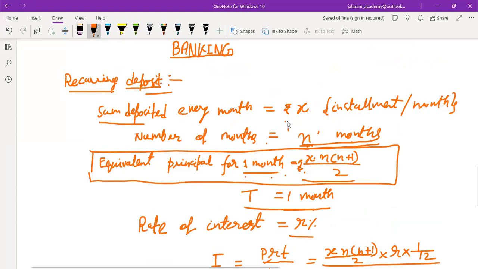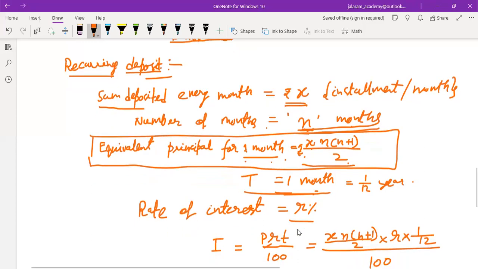So first of all, write all the information. Sum deposited every month: rupees X. Number of months: n. Equivalent principal for 1 month: X into n into (n plus 1) by 2. Time taken is 1 month. 1 month means 1 by 12 year. Rate of interest is given as R%.